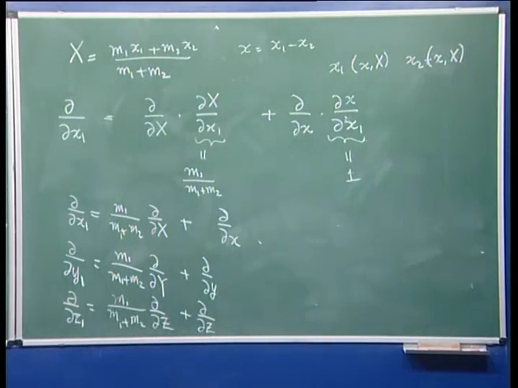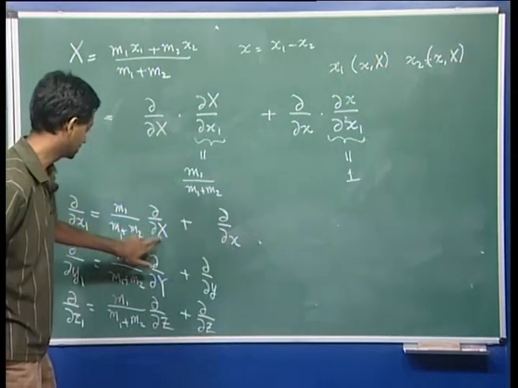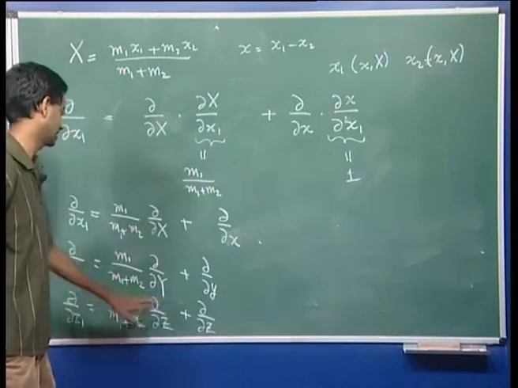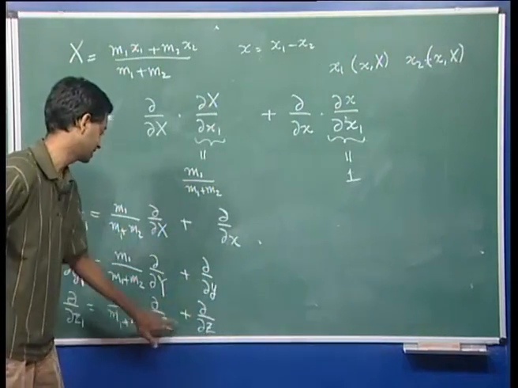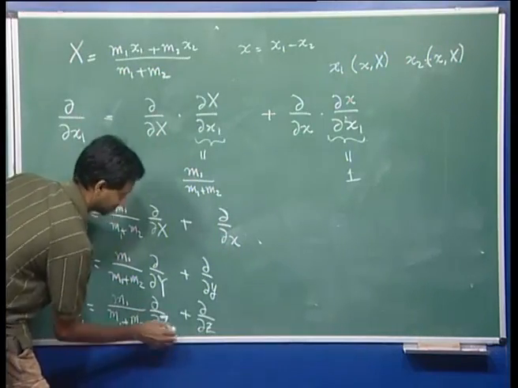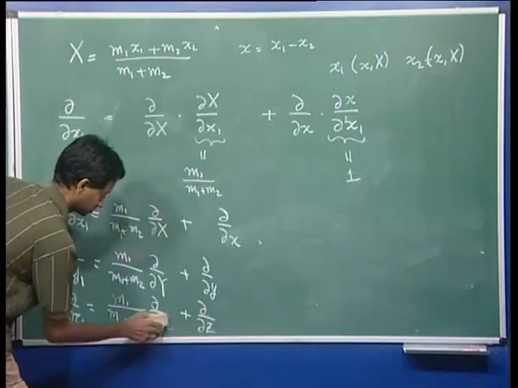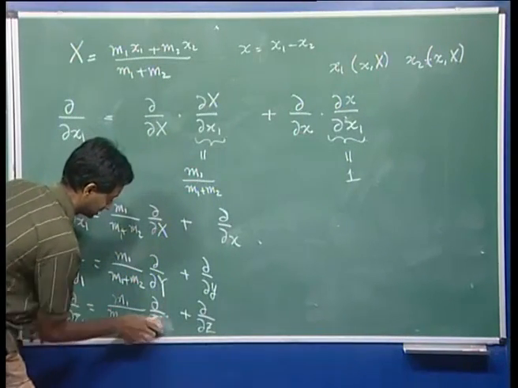Okay. So, I have expressed derivatives with respect to x1, y1 and z1 in terms of derivatives with respect to capital X and little x, capital Y and little y, capital Z and little z. Let me, this is capital Z. Okay, so what I should have here is capital Z.